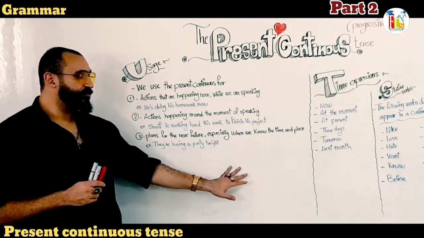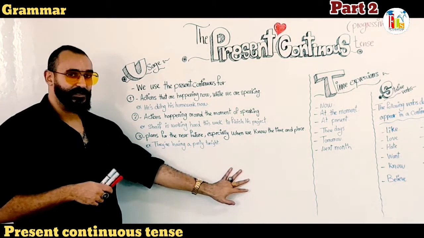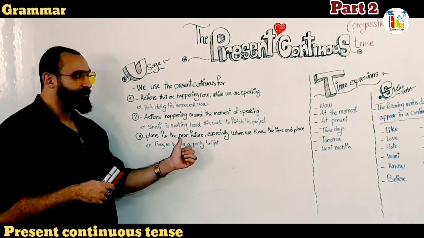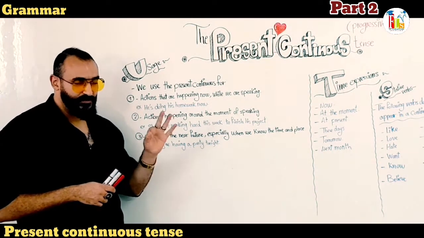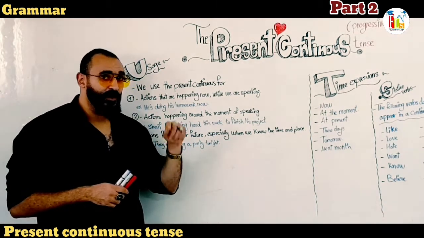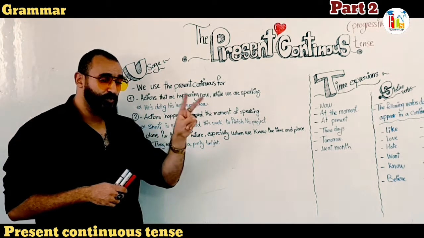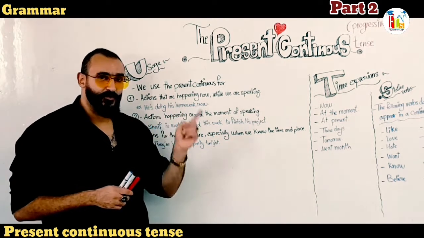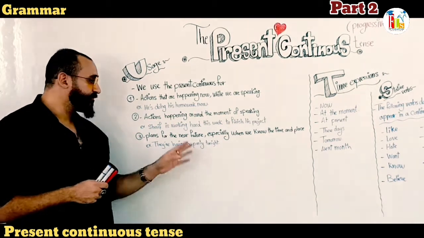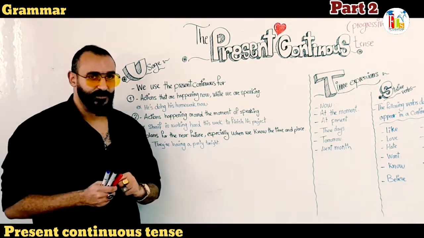That means that they already know the time and the place, and that's regarding the near future plan. So three things: one, action happening right now at the time of speaking. Two, actions that are happening around the time of speaking. Three, plans for the near future.